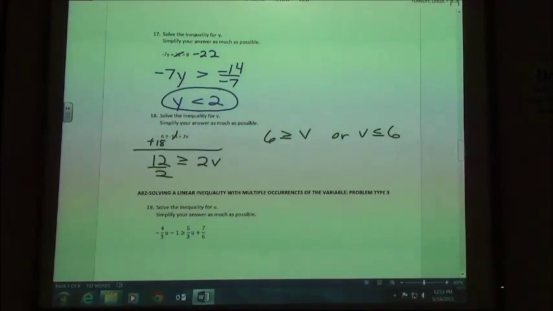So they review that with you because then they want to move into those ones with fractions.